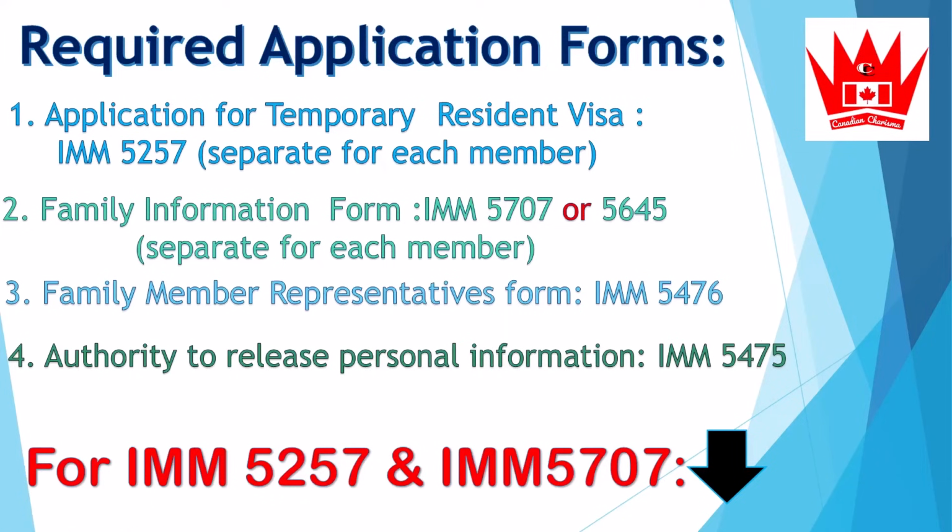Main application form is 5257. Each family member needs to fill it separately. Another form is the family information form. You need to fill this also separately. You can see here I wrote two numbers, 5707 and 5645. These both are the same forms. They differ sometimes according to country. From some countries they ask for 5707, from some countries they ask for 5645. You can check your document checklist, and whichever is there, you will fill one of them.